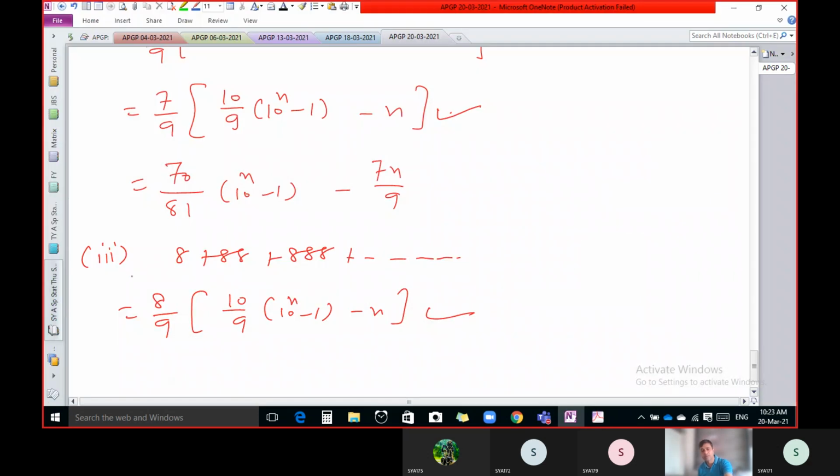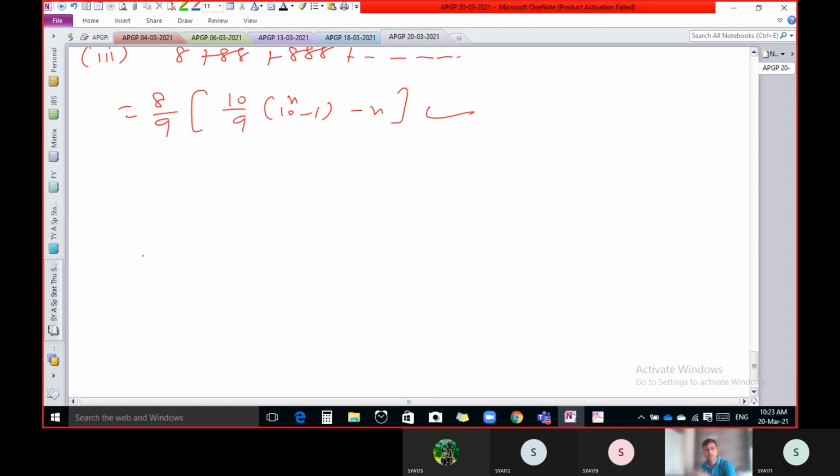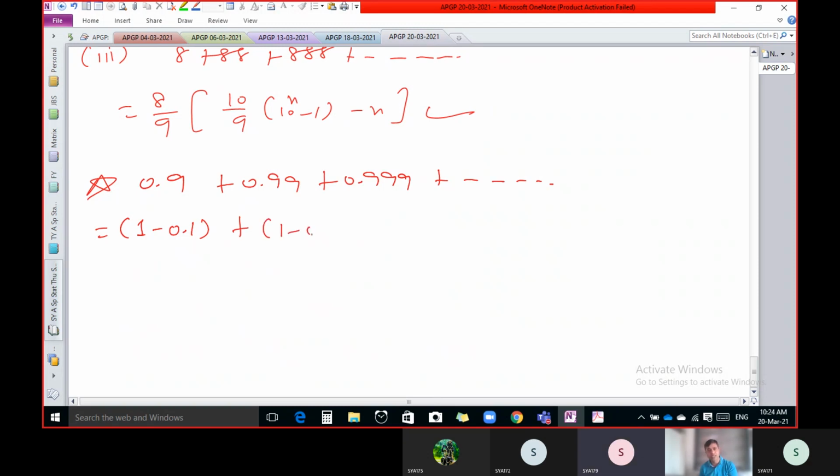Okay, let us do one more example. Extra example. If the question is like this, 0.9, 0.99, 0.999, and so on. So how to solve this question? Listen. Instead of 0.9, you can write 1 minus 0.1. Here you can write 1 minus 0.01. Here you can write 1 minus 0.001. Like that.